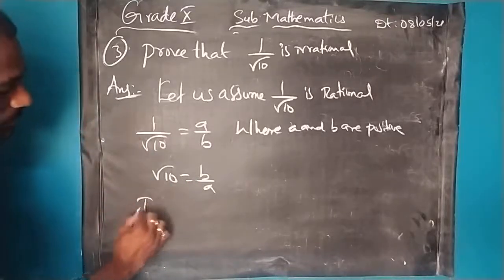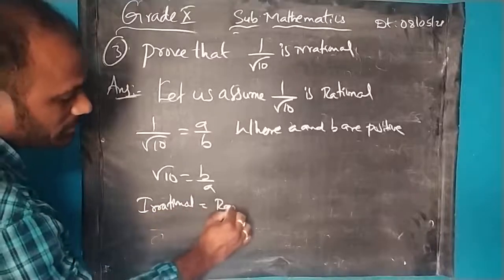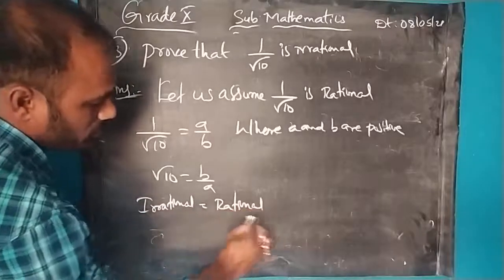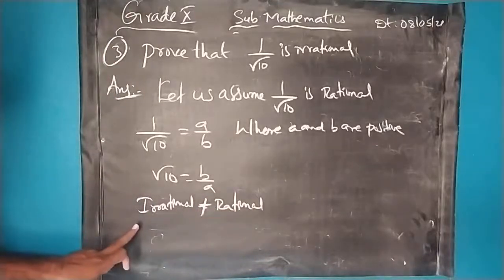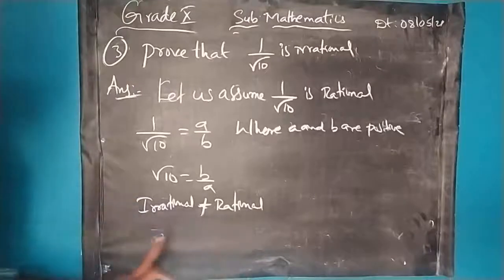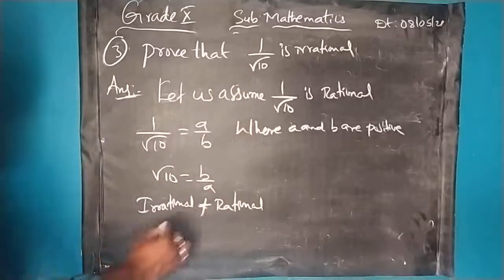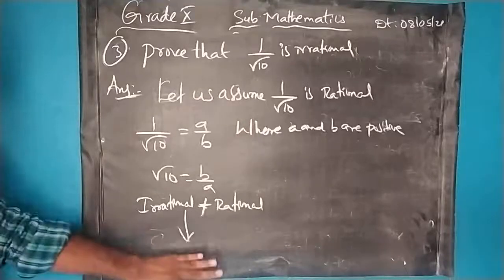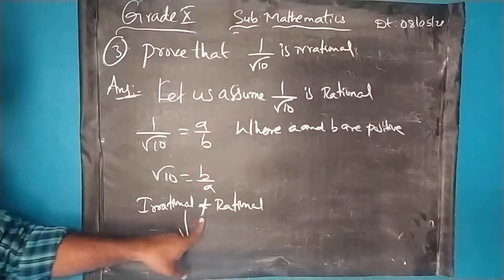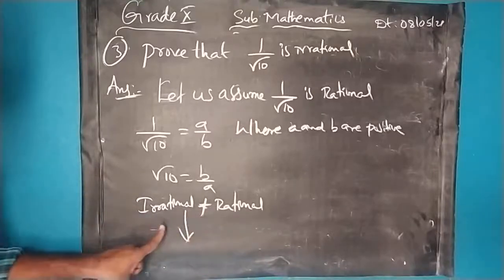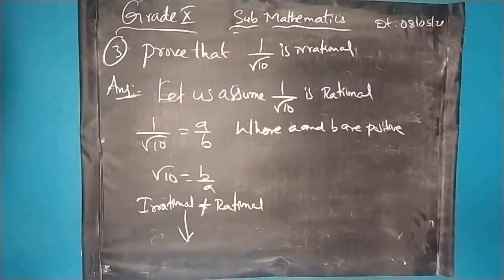Now what is this number? We know it is a rational number. So a rational will never be equal to an irrational. This leads to contradiction. Hence our assumption is wrong. The same steps should be followed for every question of irrational. What are the steps? This leads to contradiction. Hence our assumption is wrong. Therefore 1 by root 10 is an irrational number.